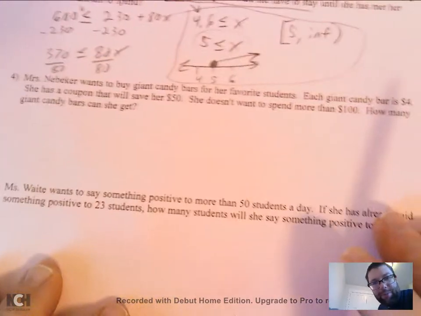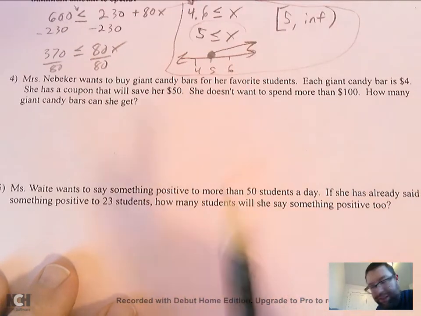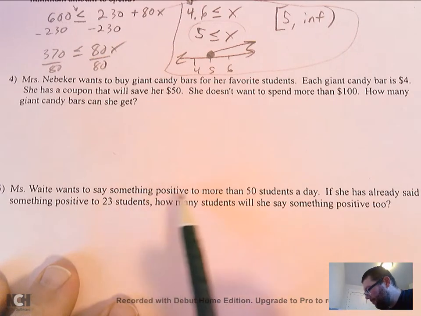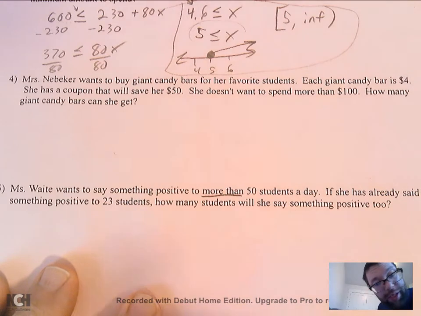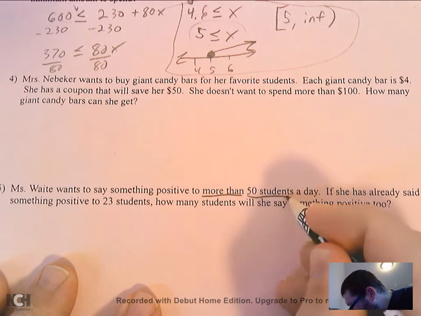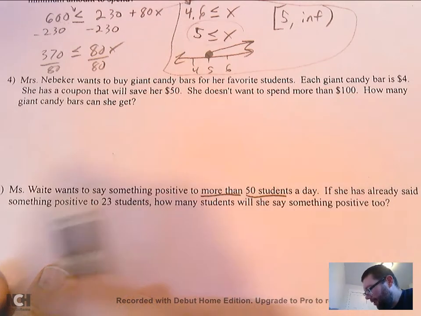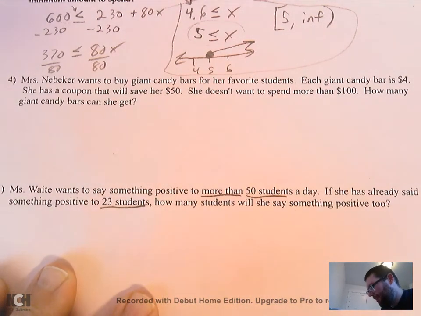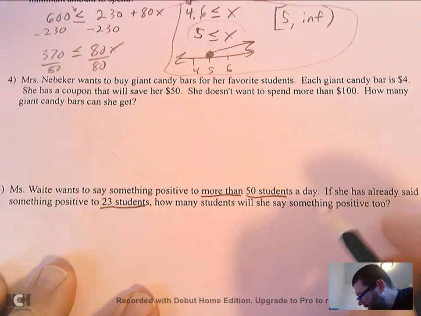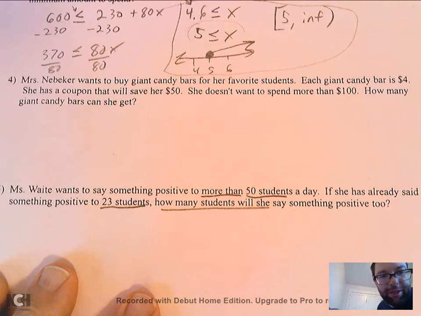Let's try another one. So let's try talking about Mrs. Waite, our lovely principal. So Mrs. Waite wants to say something positive to more than 50 students a day. Okay? If she has already said something positive to 23 students, how many students will she say something positive to?